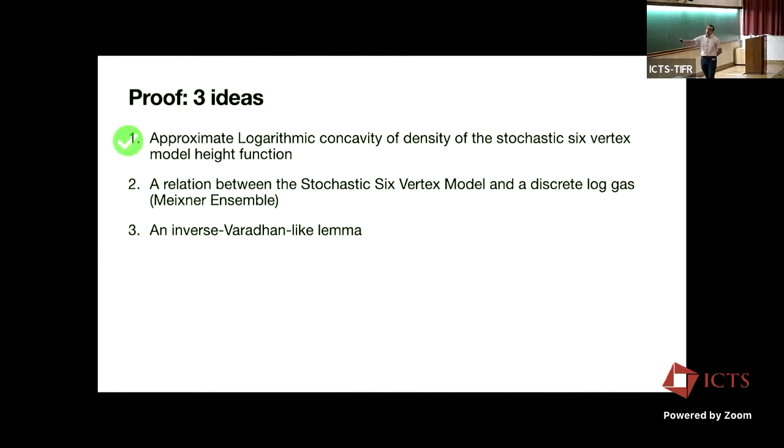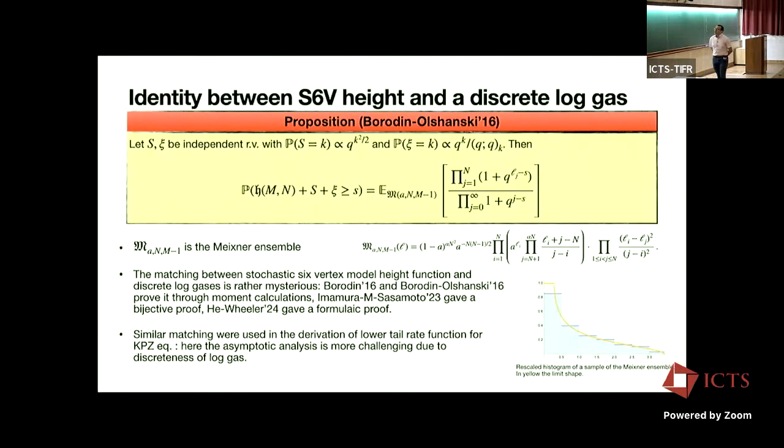Now we need to go back to the original scope of finding the rate function, and this is going to come through a non-trivial identity due to Borodin, which you can also find in Borodin-Olshanski, which connects the height distribution of the stochastic six-vertex model to the average of a certain observable of a certain probability measure.